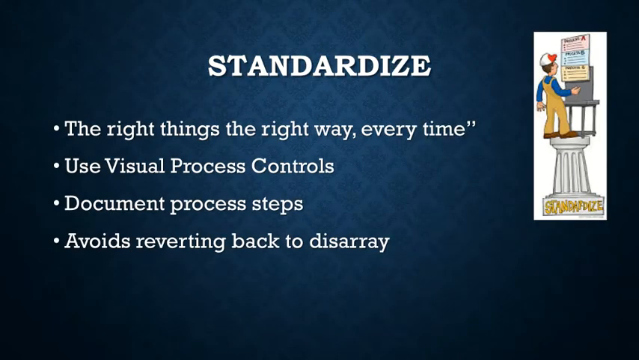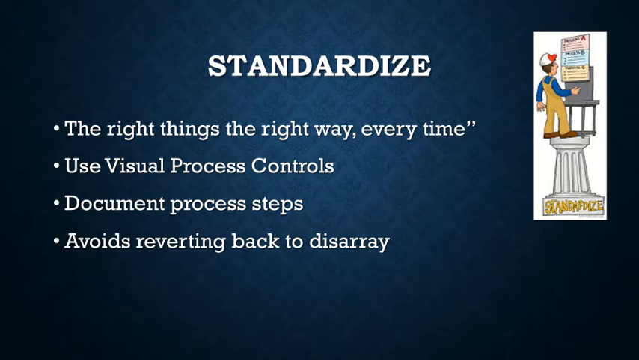The fourth step is standardize the right things the right way every time. So the reason why we would standardize is because once you develop your system and when you're going through your process, if it is all done different ways by every different shift or maybe 5 different people throughout the whole shift, then it's not being done very efficiently. So everybody does things a different way, and by standardizing it, we can ensure that it is done the right way every time. And things that we can do to help this out is to use visual process controls.